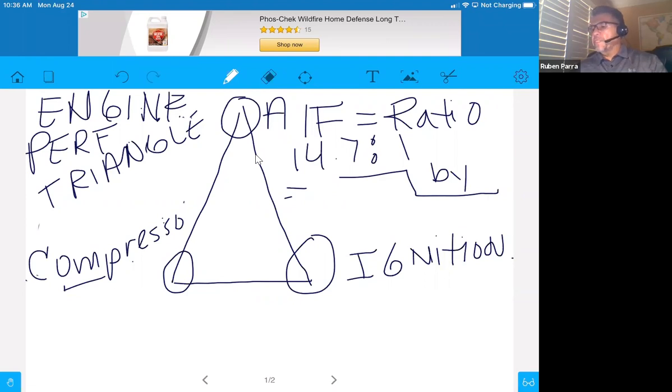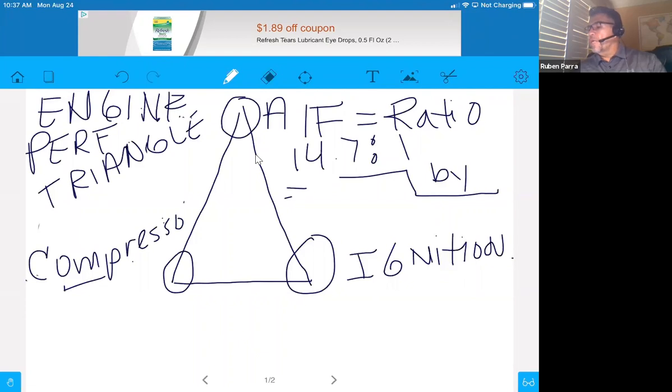So what engine performance is, what this class does, is teaches us how to check, monitor, and diagnose these three areas. Again, air-fuel ratio, compression, and ignition.